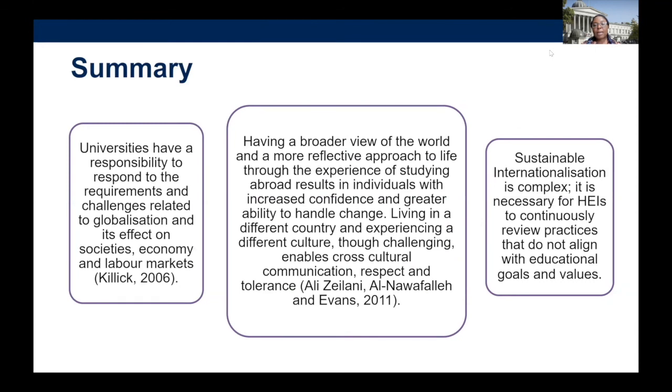So, I hope you agree with me that we do need to look at this topic from a very, very broad perspective. It is complex, but we need to continually review our practices and take out those that do not align with educational goals and values. Internationalization of education should not be about making money. It should be about offering the opportunity to students who otherwise will not have access to it, and also thinking about the multiplied effect on their societies and their communities from engaging in international studies.